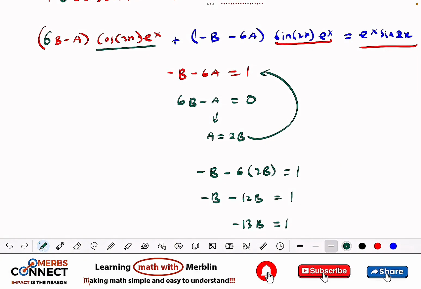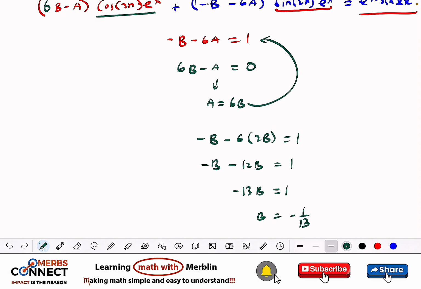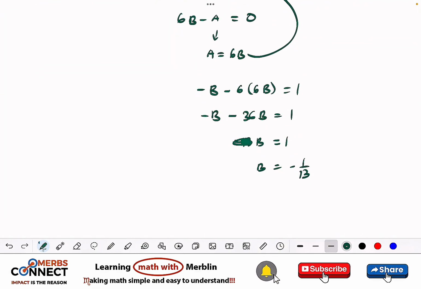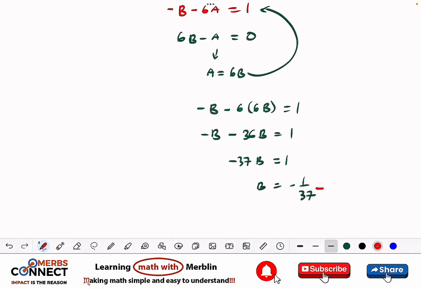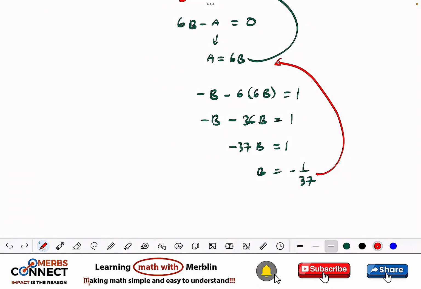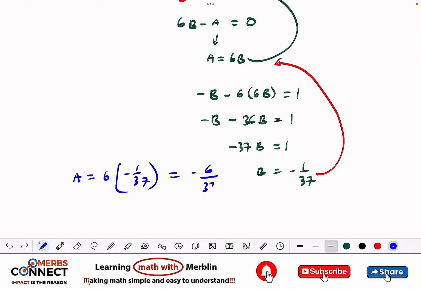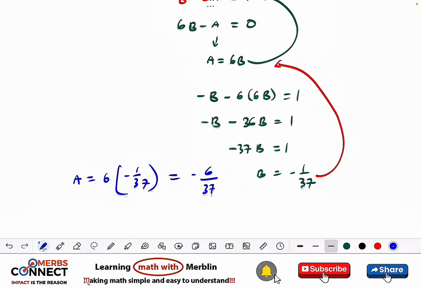So this one instead of 2 will be 6. And then I plug it inside. And 6 times 6 will be 36. And this is going to give us minus 37. So this one should be 37. Good. Then I'm going to plug this one inside this to have a. So when I do that, my a will be equal to 6 times minus 1 over 37, and this is going to be minus 6 divided by 37. Good. So now I've gotten a, I've gotten b.